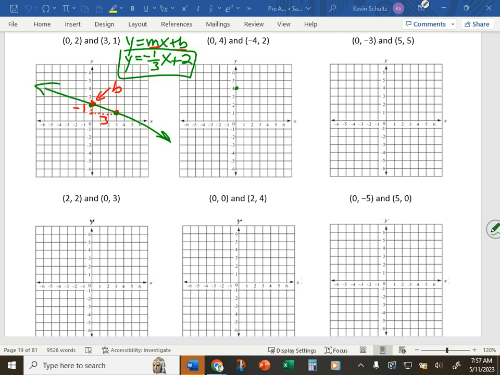0, 4. 0, positive 4 is going to be right there. And then negative 4, 2, going to be there. Connect the points, make that line. And again, knowing that we're going with y equals mx plus b, that's what we need to have. What is the b variable? Somebody I haven't heard from yet, perhaps. What is the b variable? Yeah. 4. Positive 4. Okay, so that's going to go in place of b.